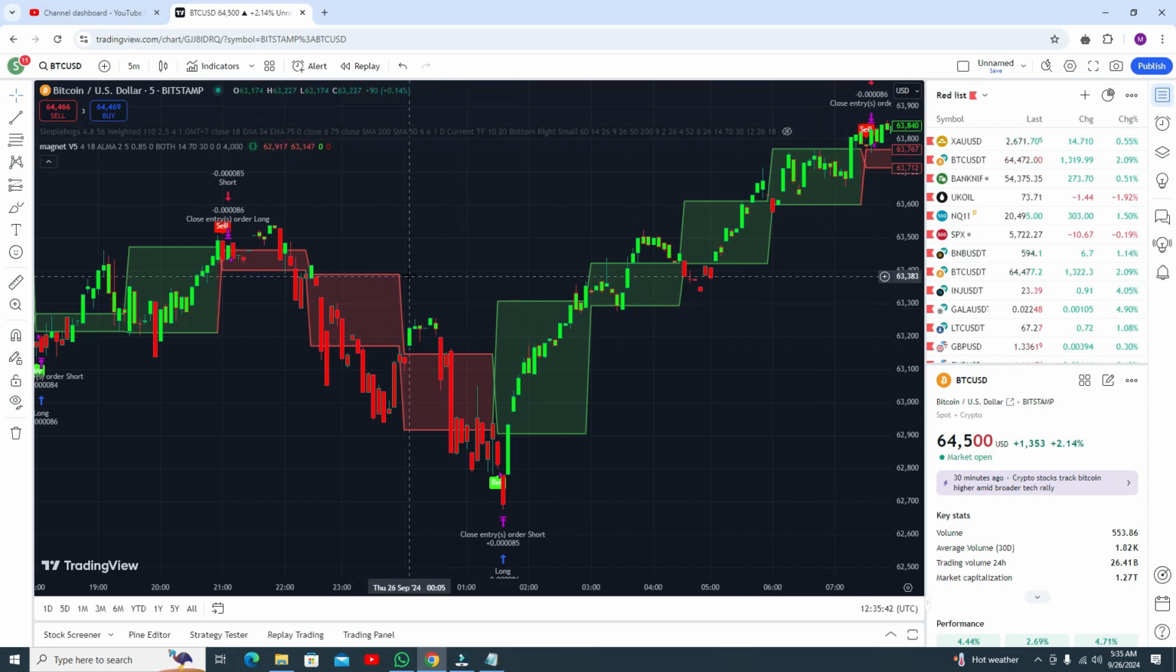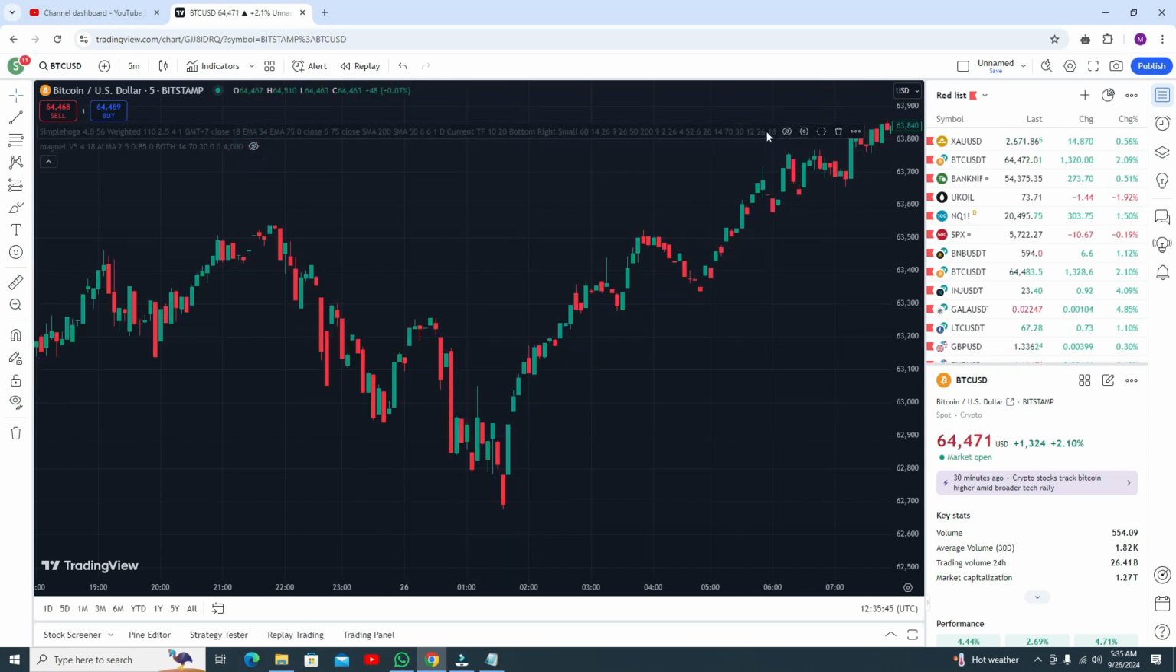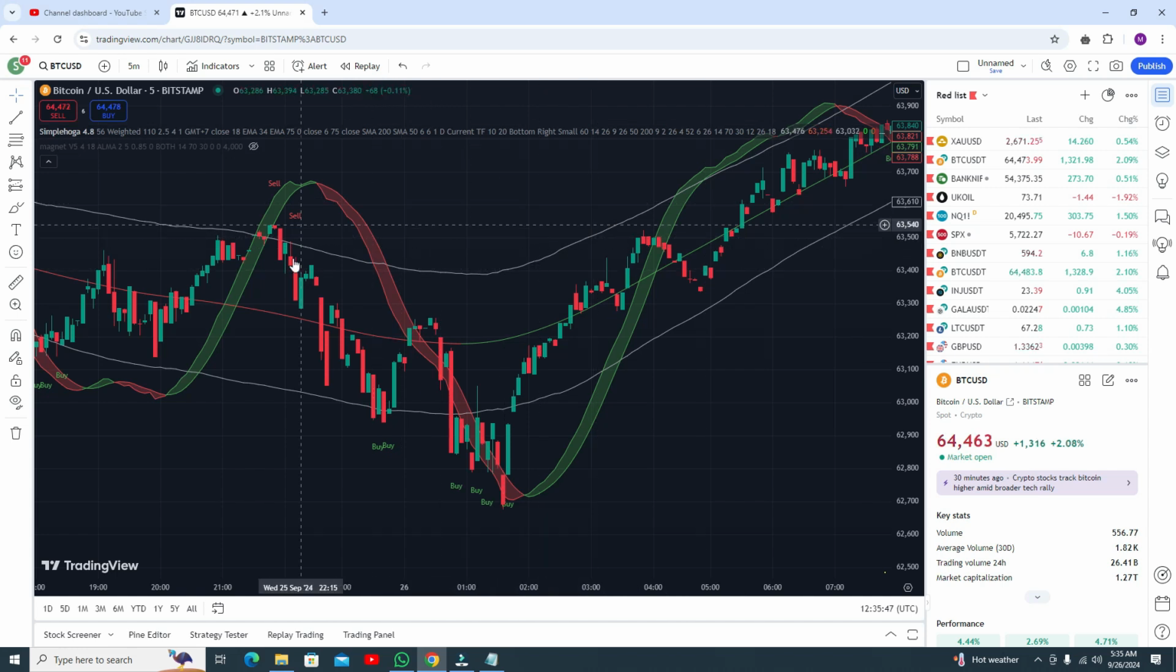And for the second indicator, I will hide this, and then I need to add this indicator. This indicator will give you the band lines, the buy and sell signals, and the RSI.